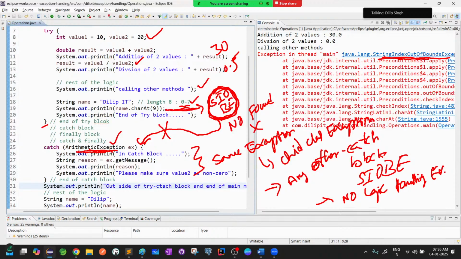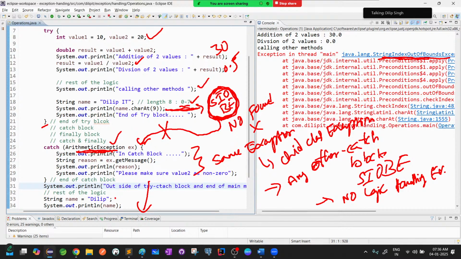It's not executing the rest of the logic. If you observe here, as per our scenario, it should execute this logic, but it's not executing. Why? The exception comes, but as a developer, you have not written logic to handle that specific exception.